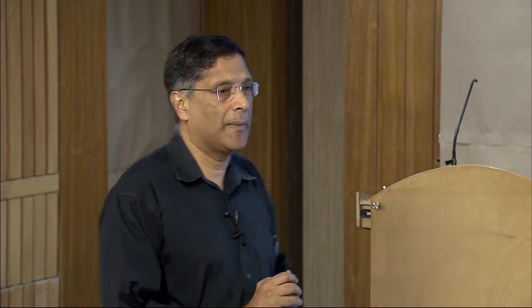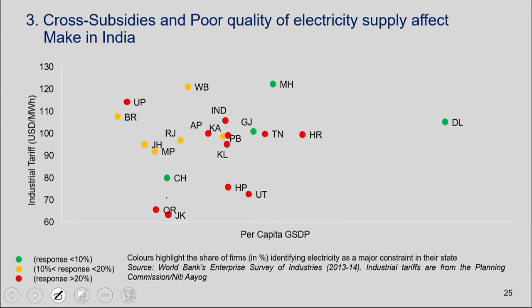So one lesson is that if you use prices for multiple objectives, you generally end up not meeting any of those objectives. Because we know what happens, even in terms of trying to give free power to the agricultural sector, from the data that we have, given that consumption is mostly by the big farmers, even in terms of attaining that equity objective, we don't end up fulfilling that. Now, this is the comparable thing across the states. You find that the red ones, as you go up, are the ones that are getting high tariffs for industry. And you see that Tamil Nadu is also a state which, even though it's an advanced state, has high tariffs and poor quality of power supply.